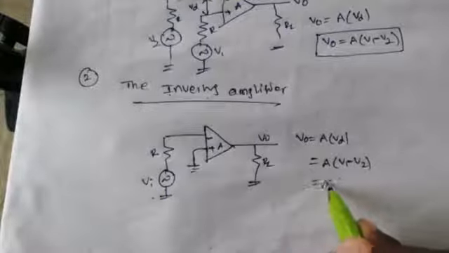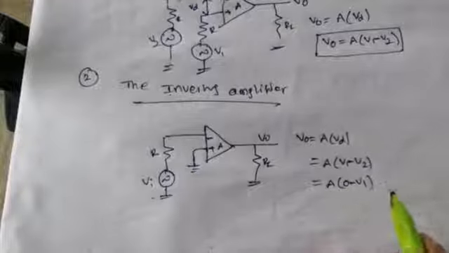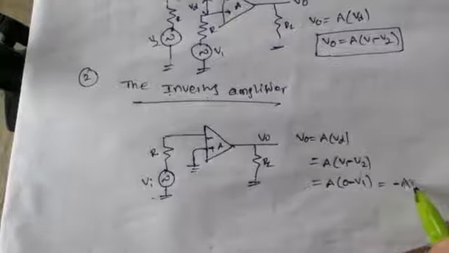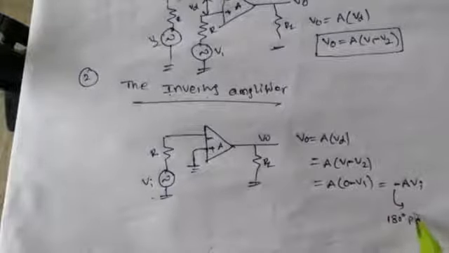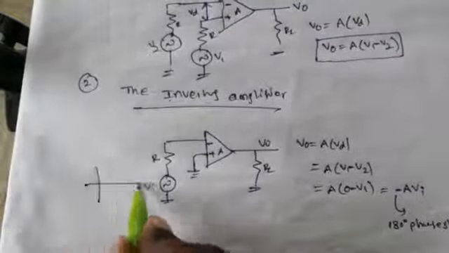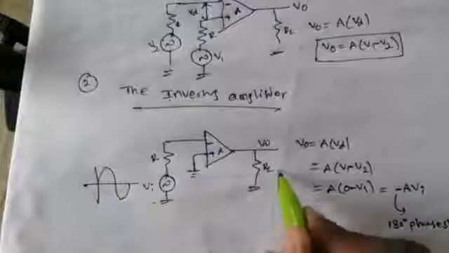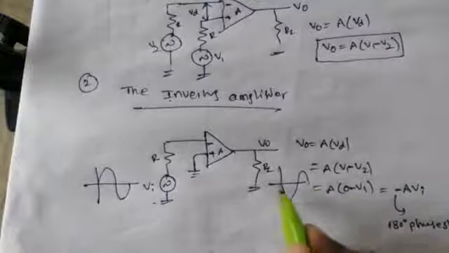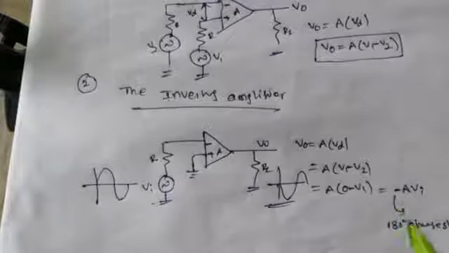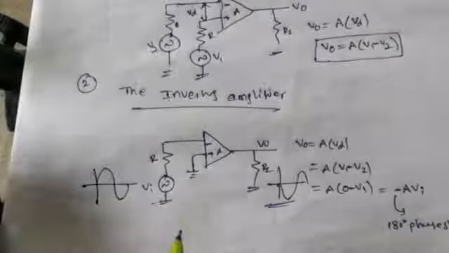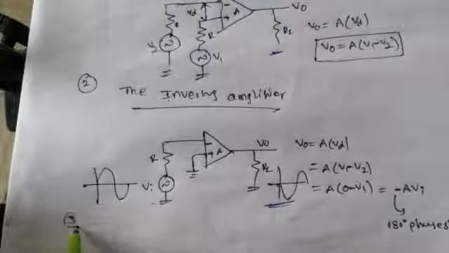You can substitute here A into 0 minus Vi, that is nothing but minus A into Vi. This minus indicates a 180 degrees phase shift between the input and output terminals. If a sinusoidal signal is applied at the input terminal, the 180 degrees phase shift will appear at the output end. So the negative sign means inverting mode. Output is inverted with respect to the input terminal. So here it will have the phase shift.